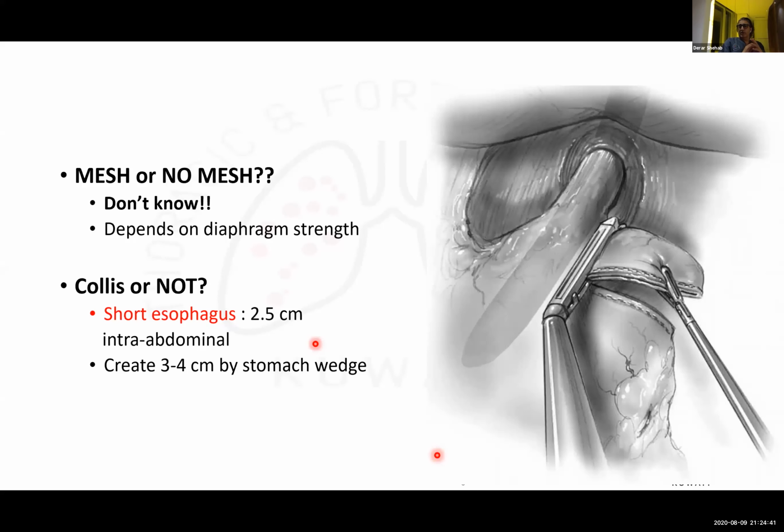The most popular one probably is biological mesh. Again, whether you do a Collis gastroplasty or not depends on the length of the esophagus, whether you have more than 2.5 centimeter intra-abdominal length or not.